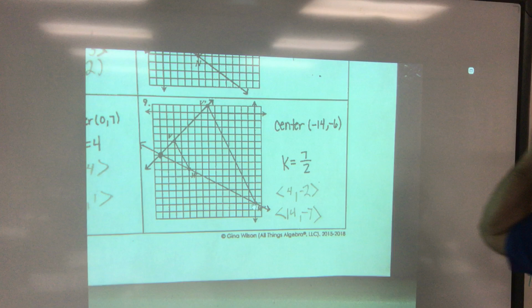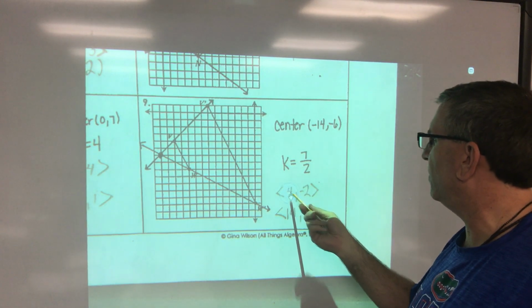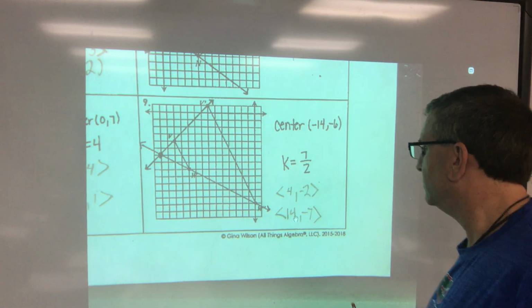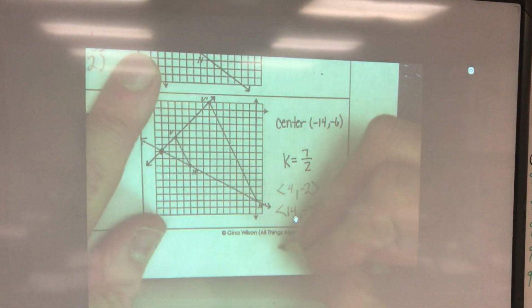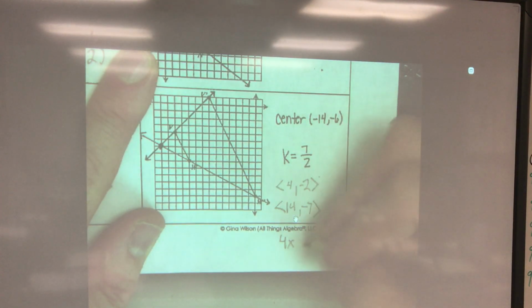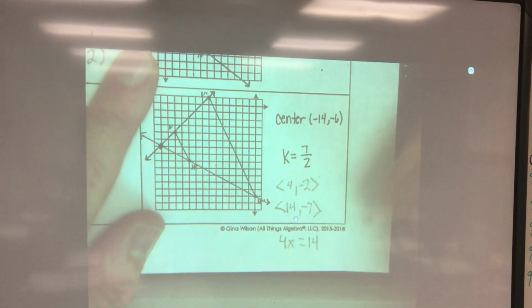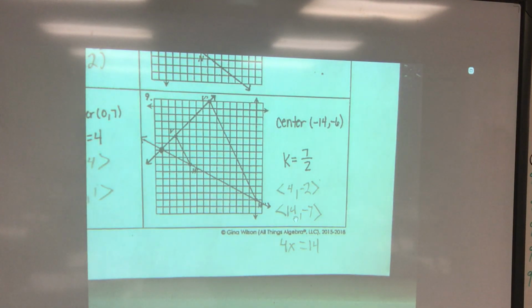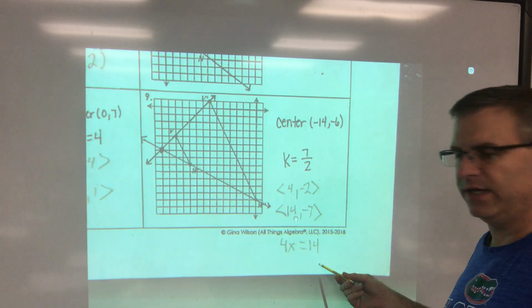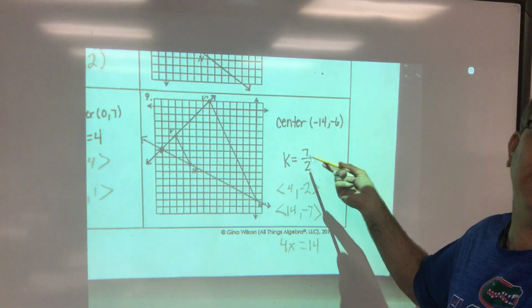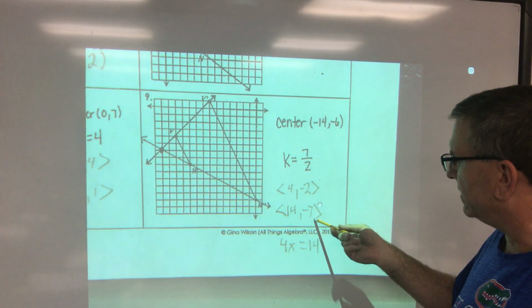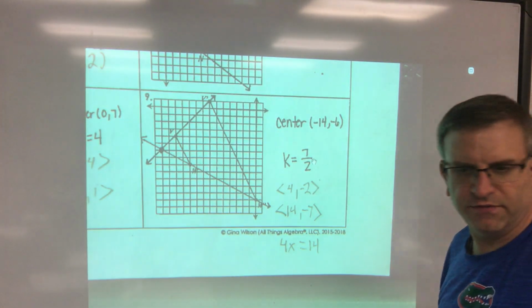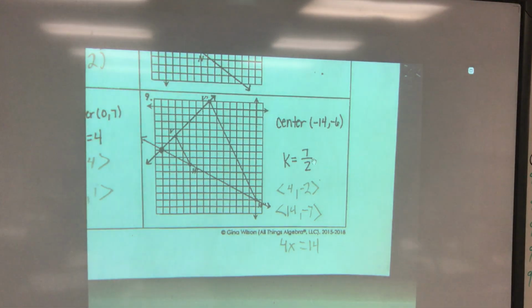So basically what I'm looking at here is what do I multiply 4 by to get to 14? So I'm basically asking 4 times x is equal to 14. Divide both sides by 4. And that's going to give me x is 14 over 4, which reduces to 7 over 2. And then if I multiply negative 2 by what to get to negative 7? Again, 7 over 2 or 3.5. All right, so those are 2 problems.